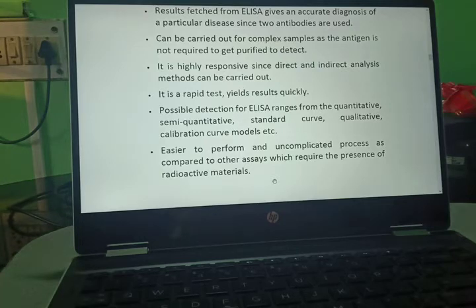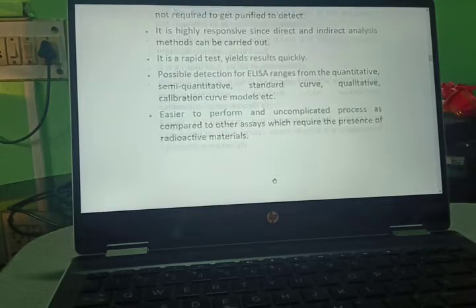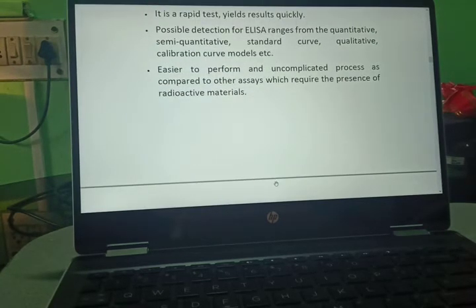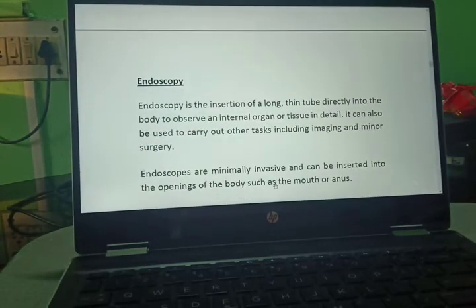It is a rapid test and yields results quickly. Possible detection for ELISA ranges from quantitative, semi-quantitative, standard curve, qualitative, calibration curve models, etc. It is easier to perform and uncomplicated compared to other assays which require the presence of radioactive material.